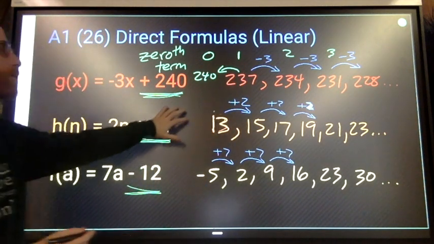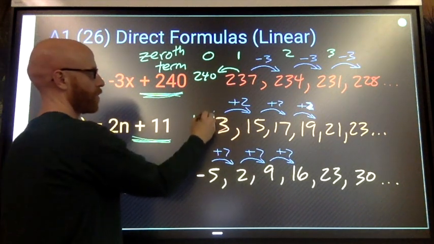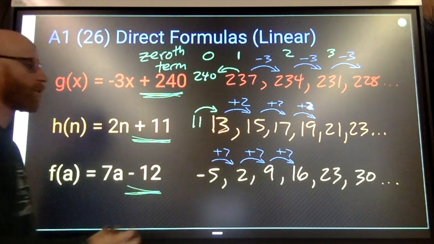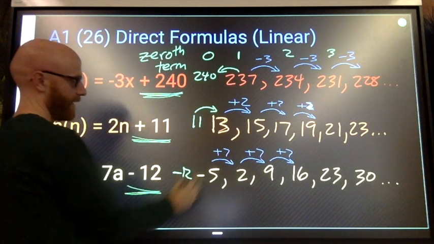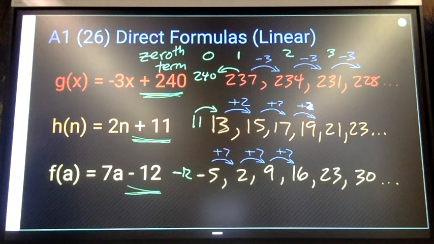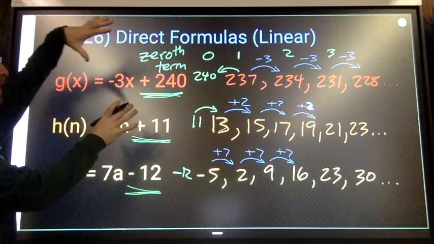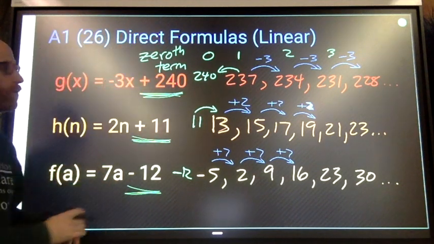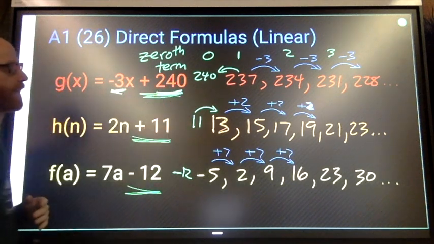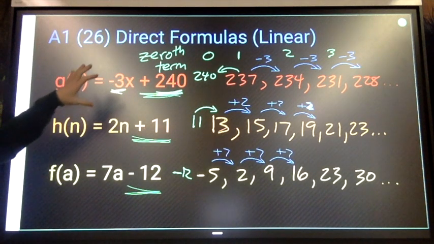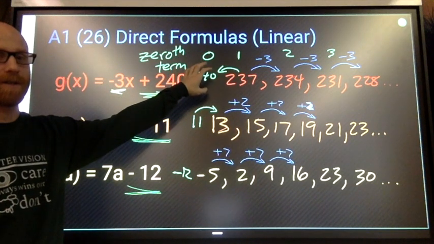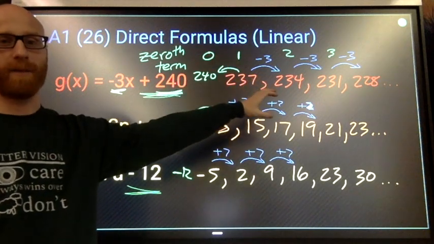If I was to go backwards one space, I'd be going down 2. 11 plus 2 is 13. If I was to go backwards one space, I'd be going down 7. Negative 12. Okay? Negative 12 plus 7 is negative 5. Okay, so there's a connection between both of the numbers in my relation rule and the place I start and what I count by in my sequence.